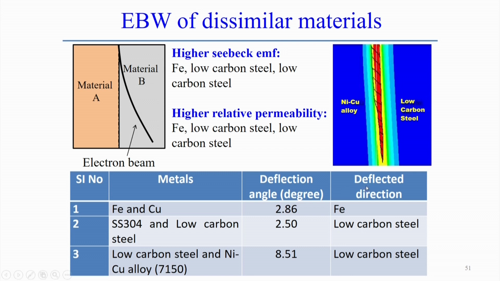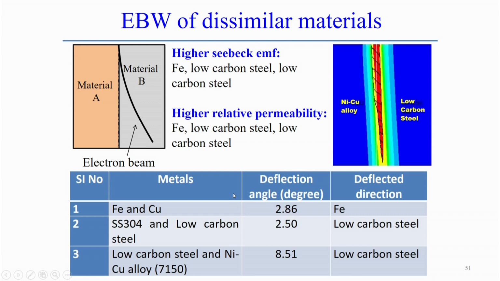Now, the deflected direction means the beam will be deflected towards the iron if we consider the combination of the iron and copper joint. So, for example, material A should be the copper and material B should be the iron in this case, so the beam is deflected towards the iron.